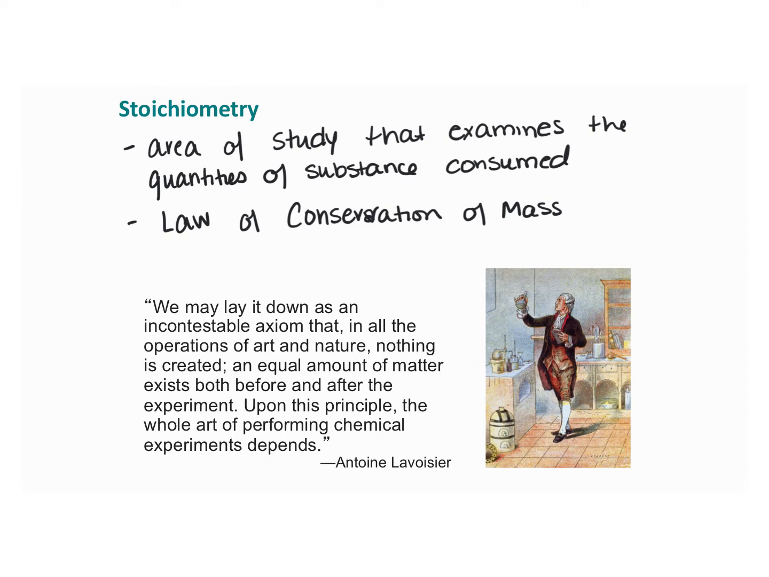So Antoine Lavoisier was a French chemist. He lived from 1743 to 1794. He was called the father of modern chemistry. And so some of the things he did is he discovered oxygen is needed for combustion. So we're going to talk about combustion reactions later. He both recognized and named oxygen and hydrogen. He helped construct the metric system, and he wrote the first extensive list of chemicals.